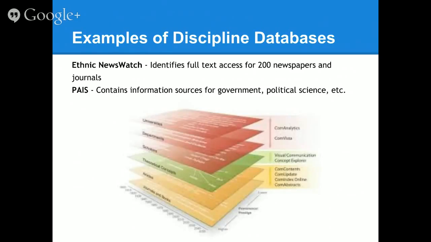Also, there are some examples. The Ethnic Newswatch magazines. It identifies full-text access to 200 newspapers and journals of the ethnic, minority, and native press. Another one is PAIS, which contains information sources for government, political science, social science, and related topics.